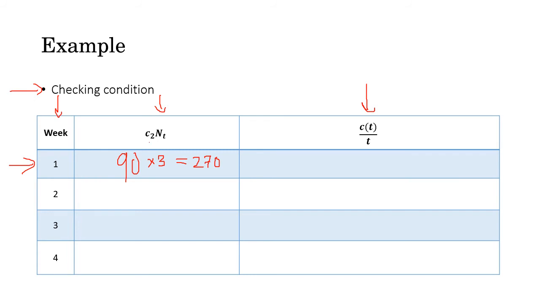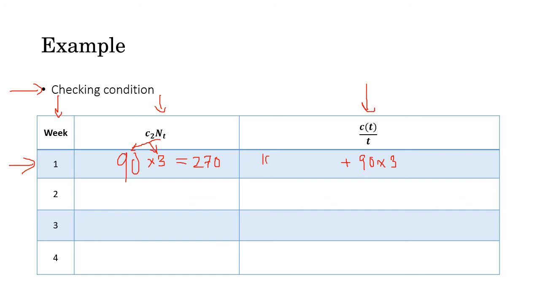Okay, so this is C2, 3 C2, and this is NT. So by the end of week 1, 90 bulbs are likely to fail. And then we calculate the group replacement cost. By the end of week 1, we already know that 90 bulbs are likely to fail. So this will be the component in the group replacement policy.